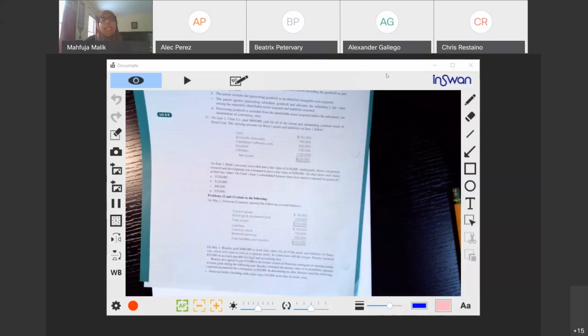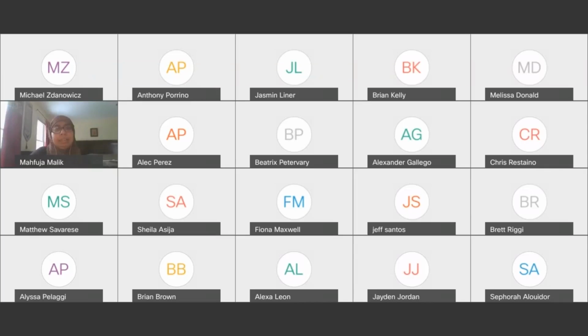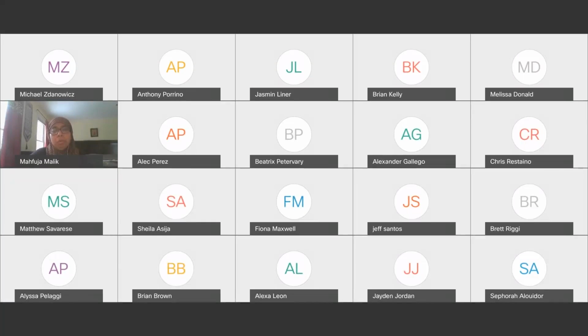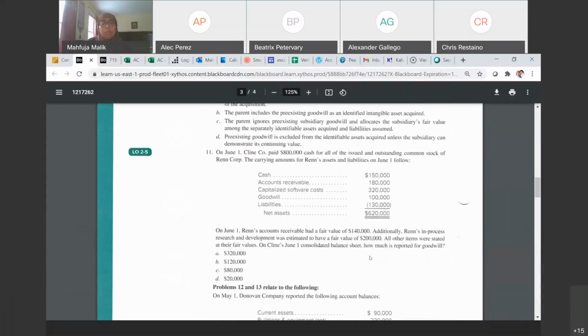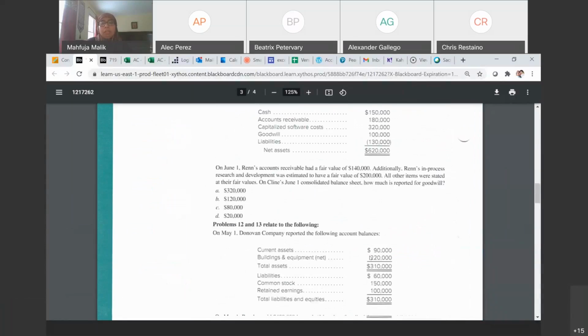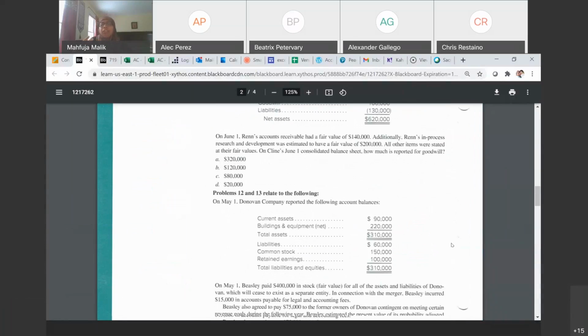So now let's read it from the slides. It's not very clear from this projector, but I believe you have this book or you can open it from your Blackboard. So let's read this problem I'm going to do now. We all will do 12 and 13 together. So I told you some problems, the information is not that nice, but we'll try to do it. So here, on May 1st, Donovan Company reported the following account balances.